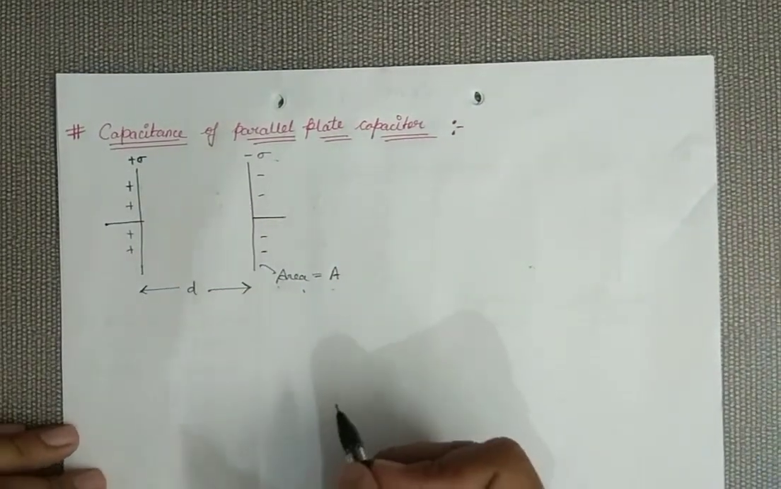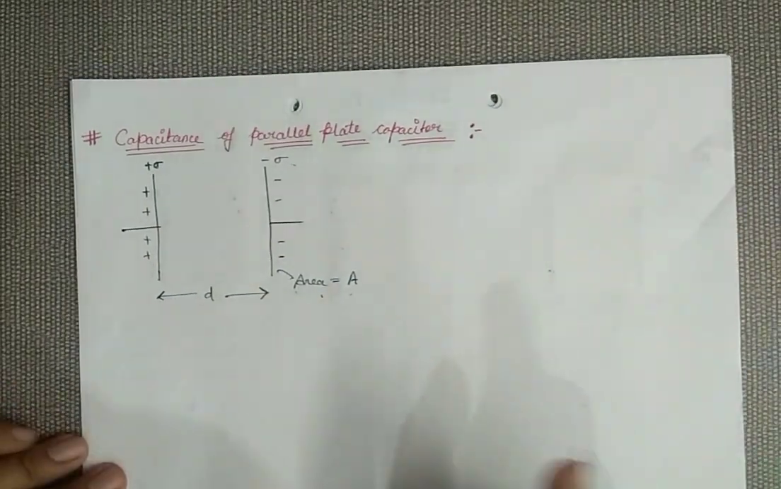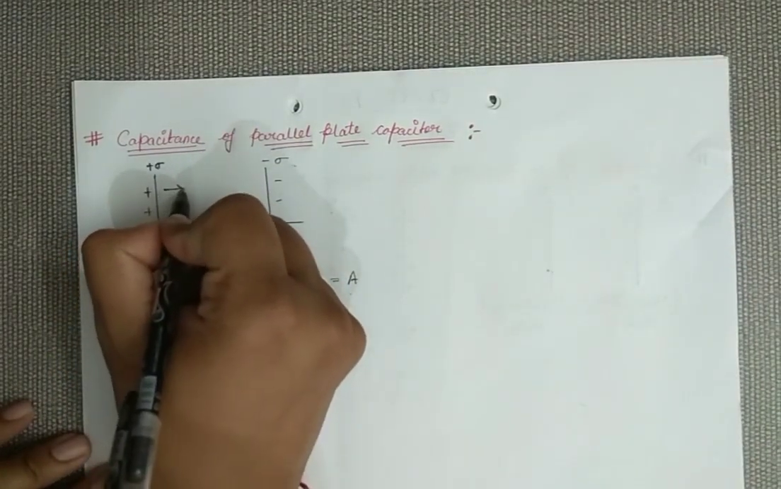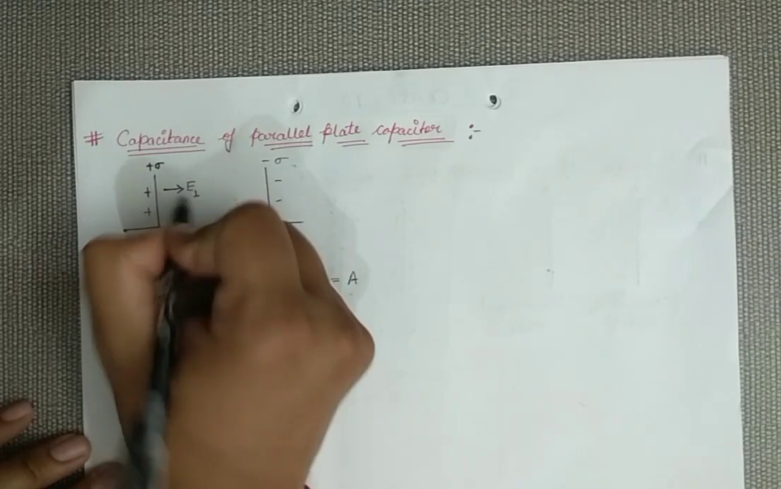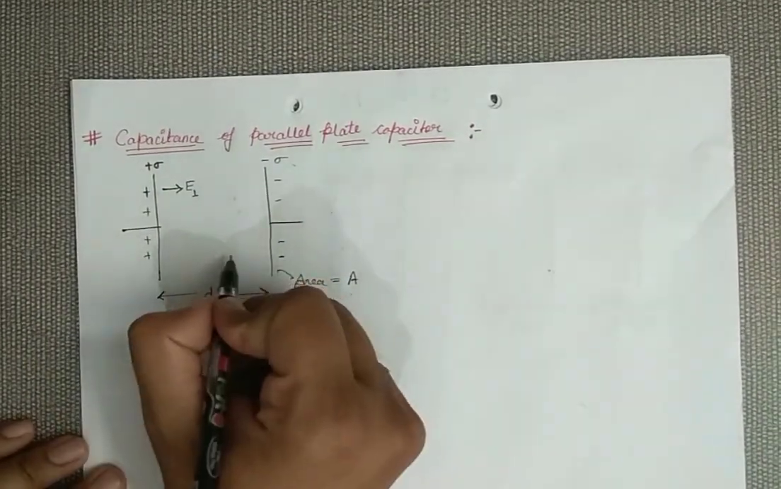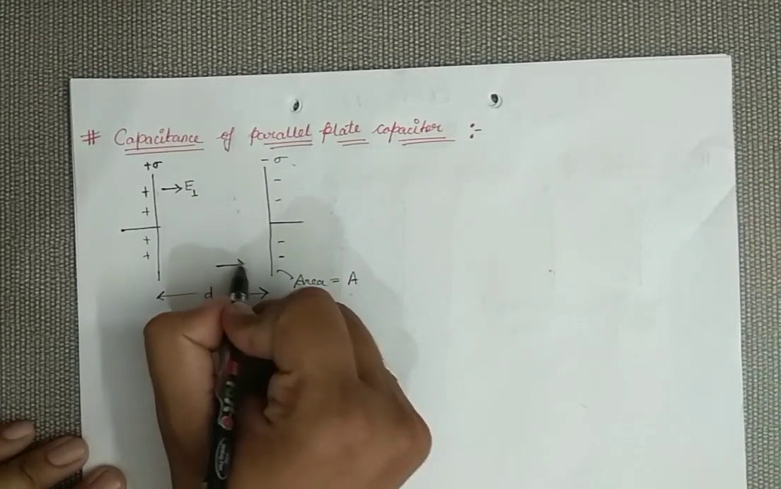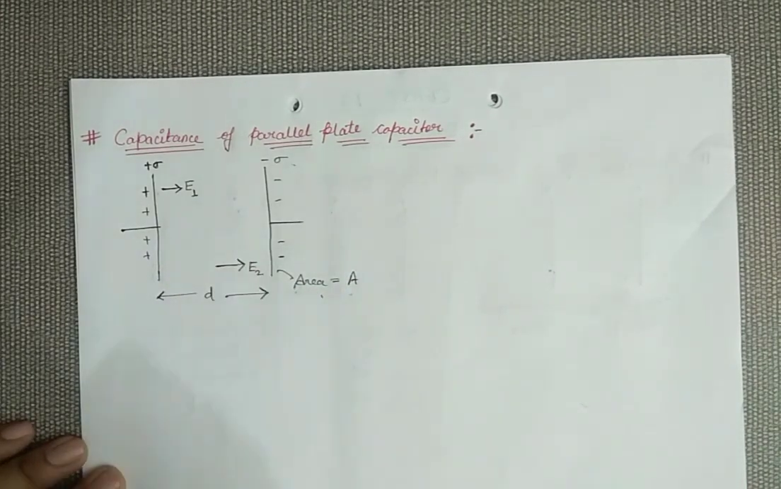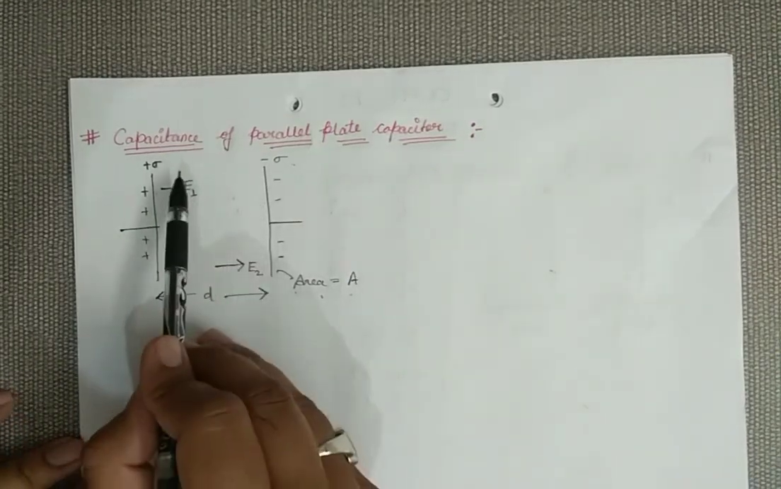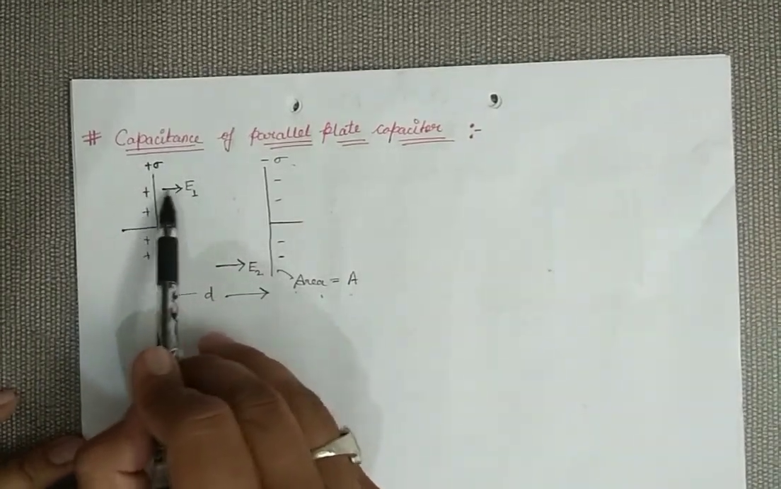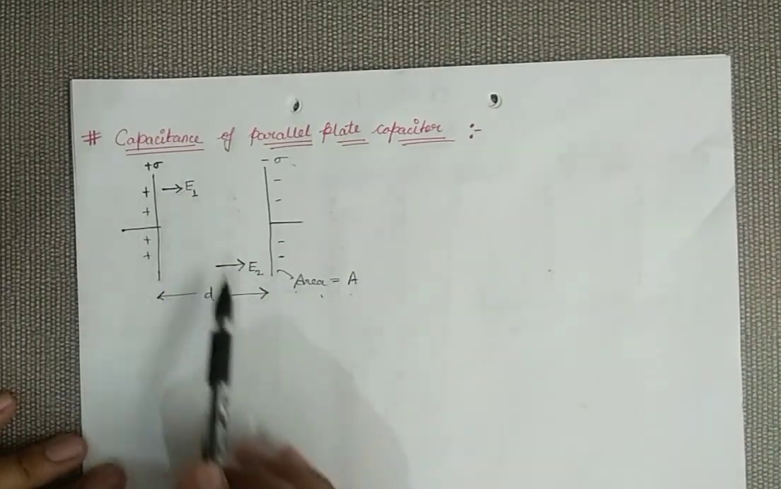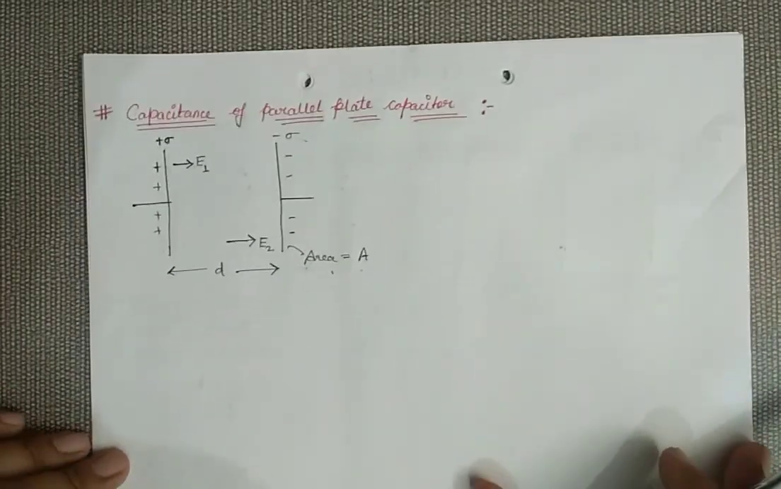Now try to understand the direction of the electric field. Because of this positive charge, the electric field will be moving outward. This will be the direction of the electric field due to this positive charge. And because of this negative charge, the electric field will be moving inward. Electric field always travels from positive to negative. So for the positive plate it is outward and for the negative plate it is inward. Means both the electric fields are acting in the same direction.